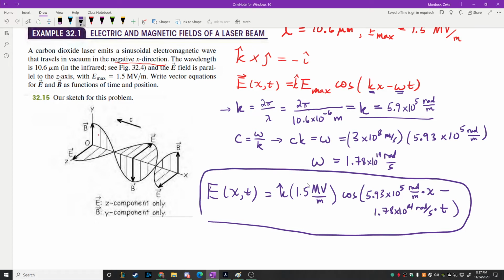Our goal was to find that as well as the magnetic field as a function of time. What do I need to do for the magnetic field? We know the magnetic field's also going to be cosine kx minus omega t, and then as Ash is saying, we can apply the fact that B max should be equal to E max divided by the speed of light. So we just take that, 1.5 megavolts, so that's times 10 to the 6th volts per meter, and we divide by the speed of light, so by 3 times 10 to the 8 meters per second. And that's going to give us our magnetic field.